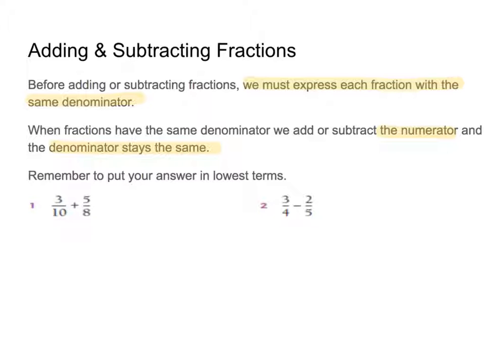This is a really common error that students make when they are solving questions with adding and subtracting fractions, is they often will add or subtract the denominator as well, which is something that they are not supposed to do. So the two questions that we are going to look at, the first one is 3/10 plus 5/8, and the second one is 3/4 subtract 2/5.